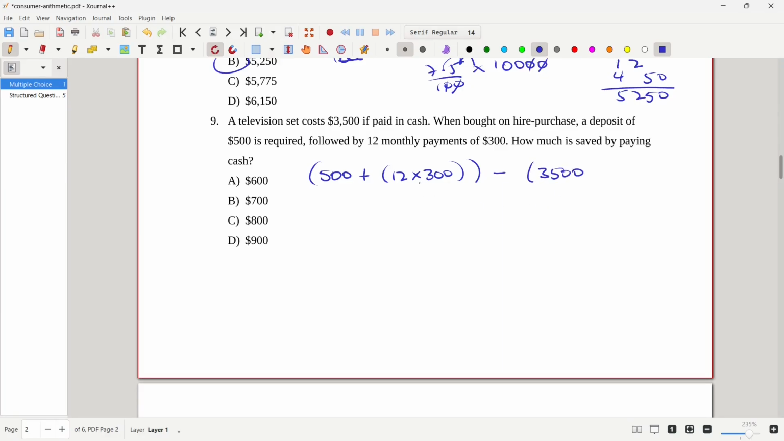12 by 3 is 36. 36 with two zeros. And then I have 500 here, which gives me 4,100 minus 3,500. So 4,000 minus 3,000 leaves me with 1,000. And then 100 minus 500 means I'm subtracting 400, and that leaves me with 600. The answer is A. I saved $600 by paying in cash.